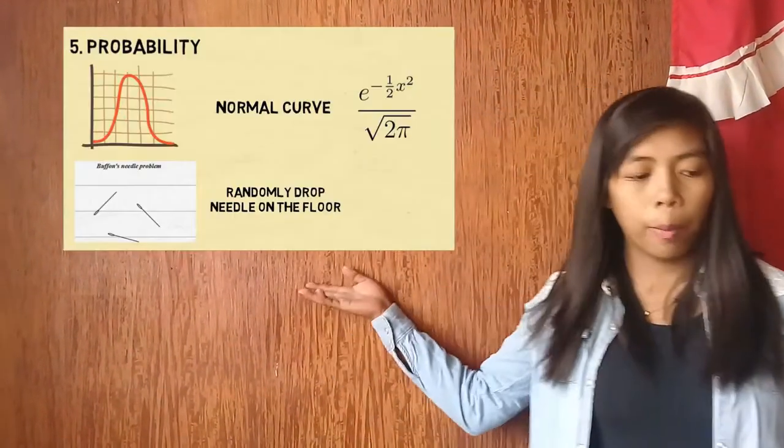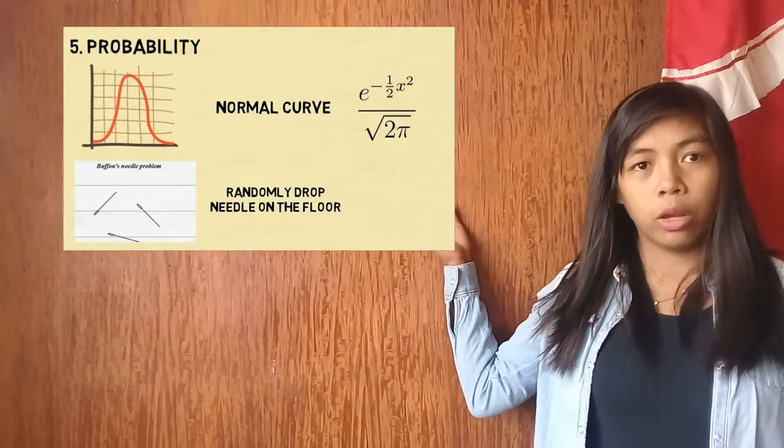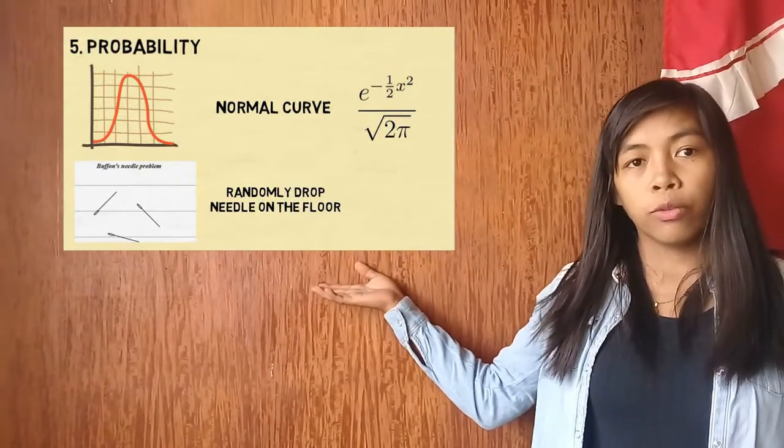The last topic about pi is pi and probability. Although most people think only of circles associated with pi, it also plays a part in the laws of chance. So the probability. Here is the formula of the normal curve involving pi.